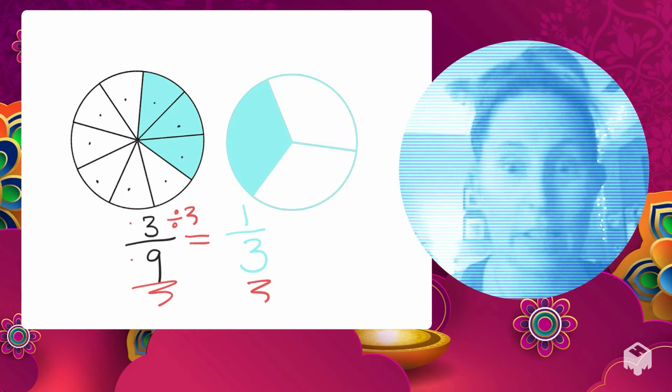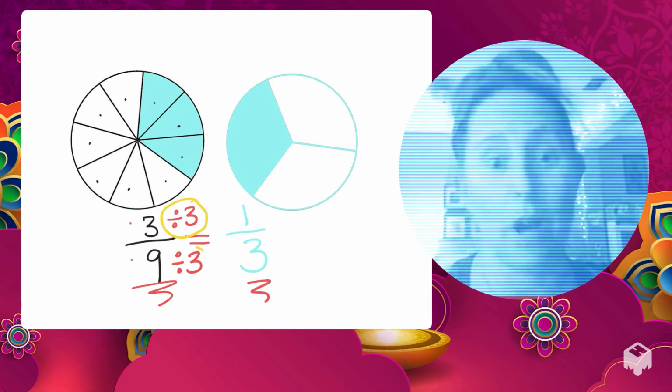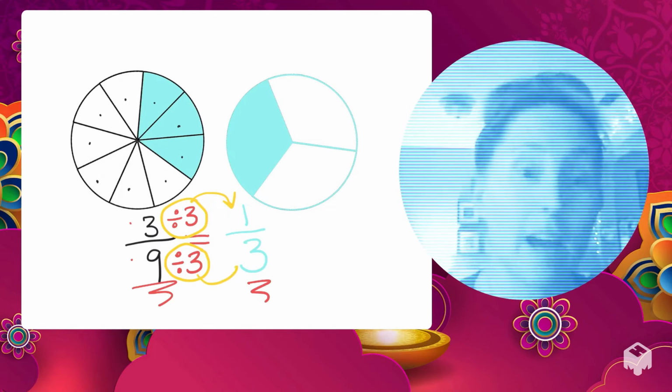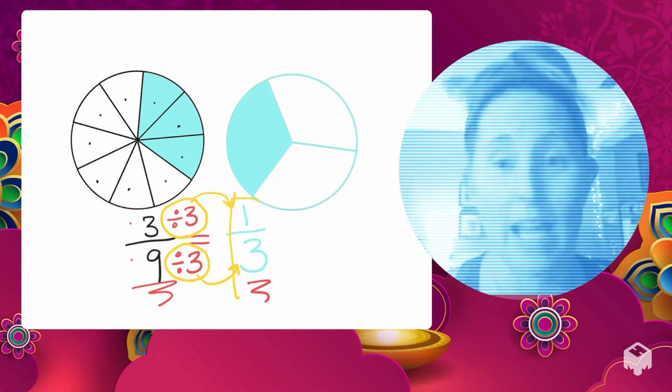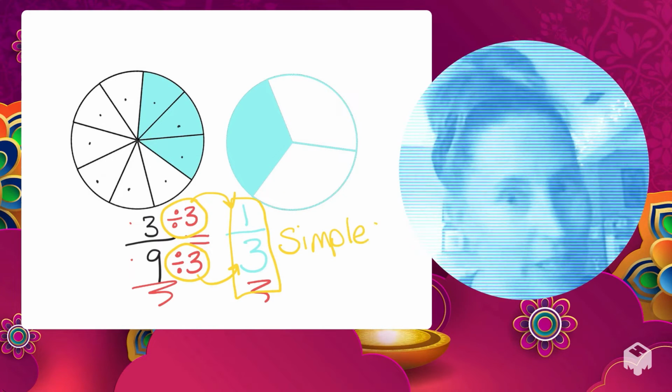And then last week we began to talk about the do rule. Whatever you do to the top, you have to do to the bottom as well. And I see that 3 divided by 3 gives 1, and 9 divided by 3 gives 3. And so that is how soon we are going to start simplifying our own fractions.